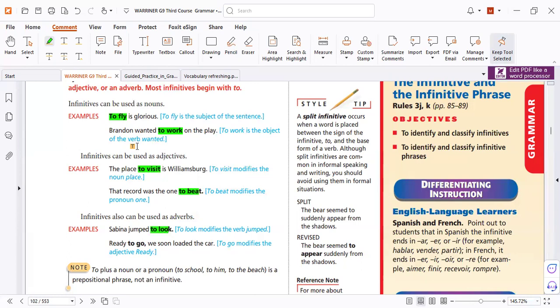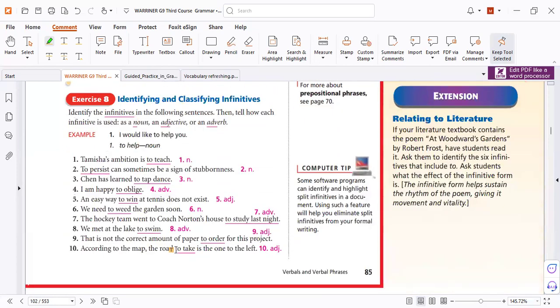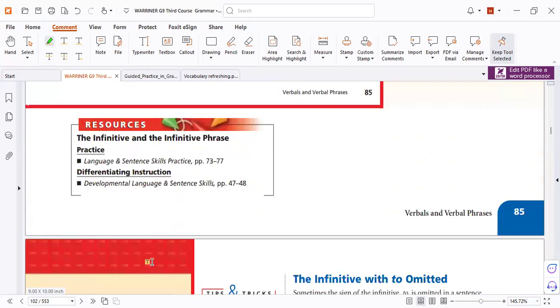Where can I find infinitive? In any place in the sentence. That is great. Here again, infinitive. Okay. But remember, to plus verb, not to plus noun. So check. So this is so simple.